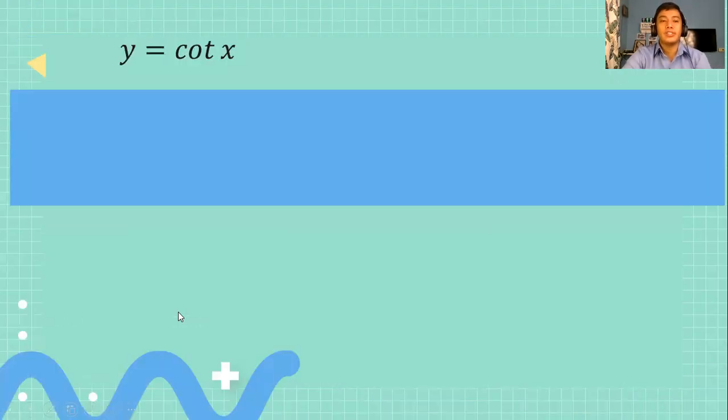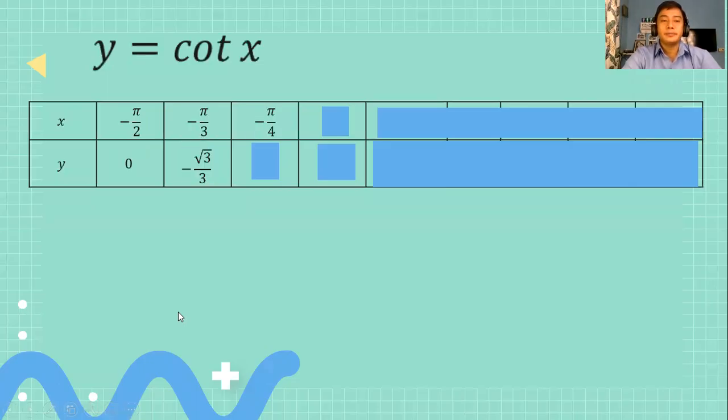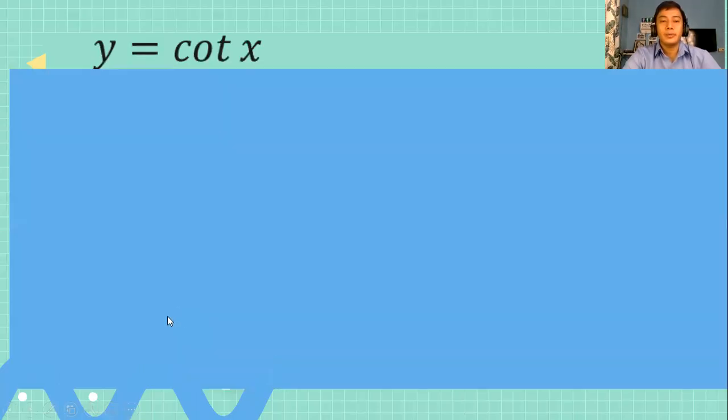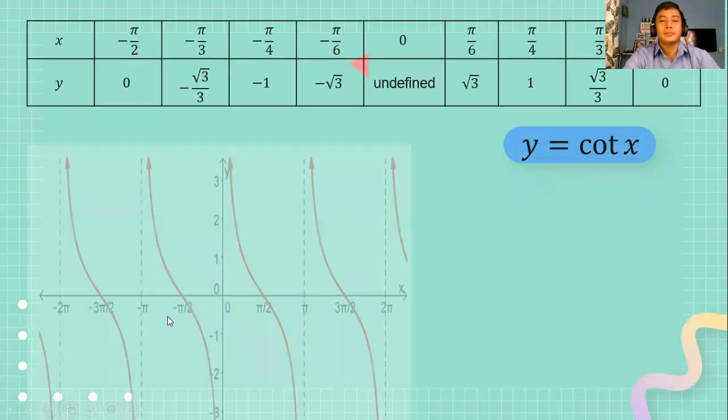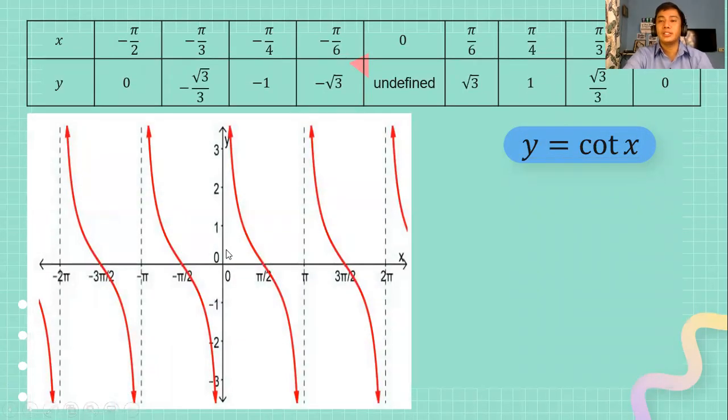y is equal to cotangent x. It will have the same kind of values, but look at the reciprocal. It's the opposite side of the tangent function.